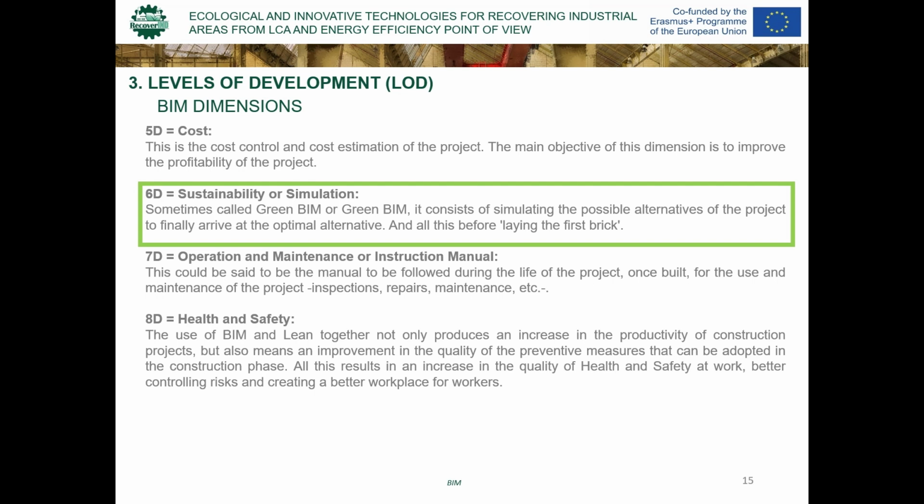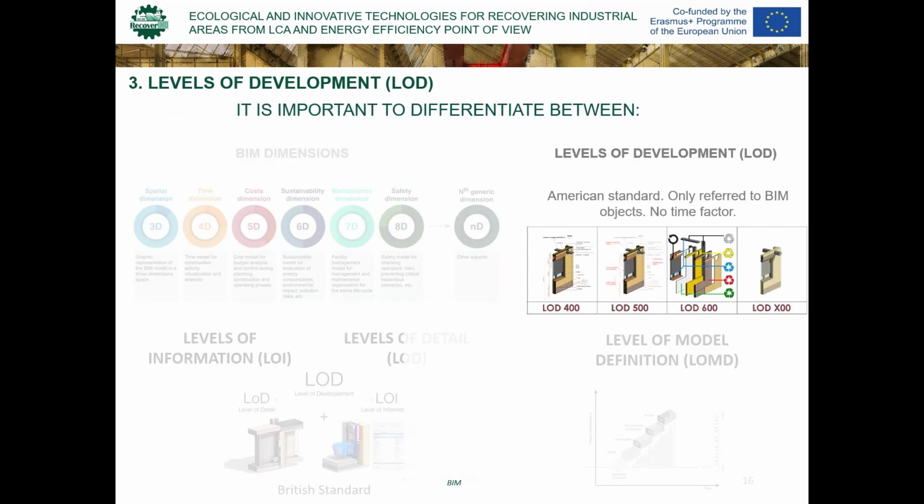8D equals health and safety. The use of BIM and Lean together not only produces an increase in the productivity of construction projects, but also means an improvement in the quality of the preventive measures that can be adopted in the construction phase. All this results in an increase in the quality of health and safety at work, better controlling risks and creating a better workplace for workers.